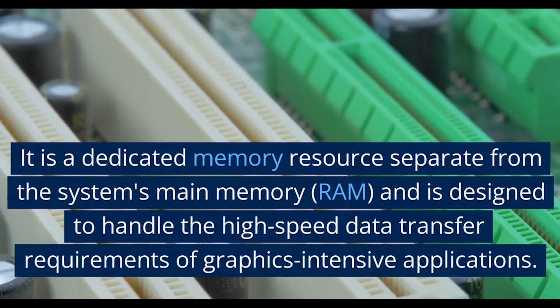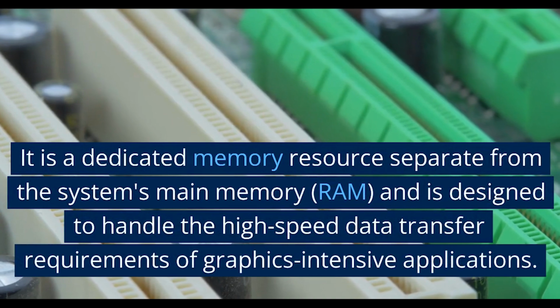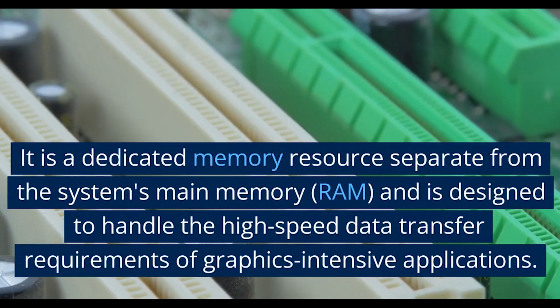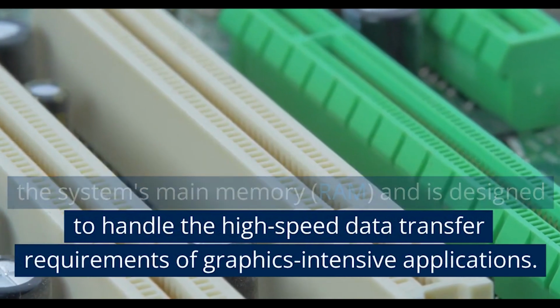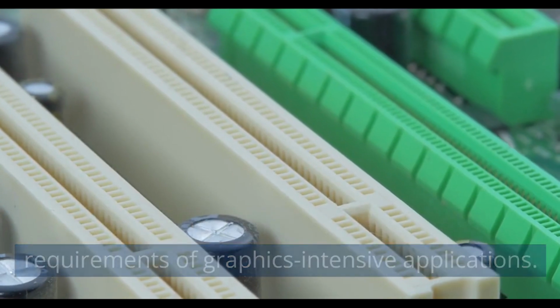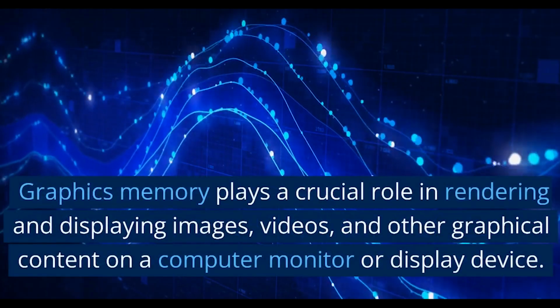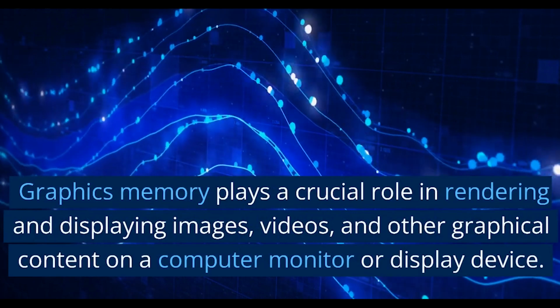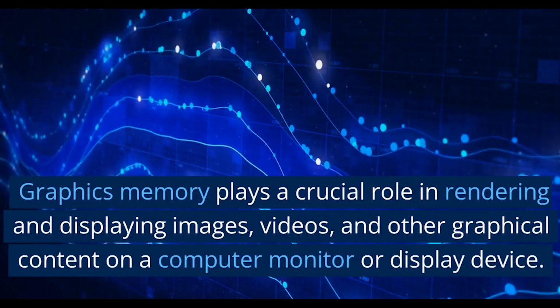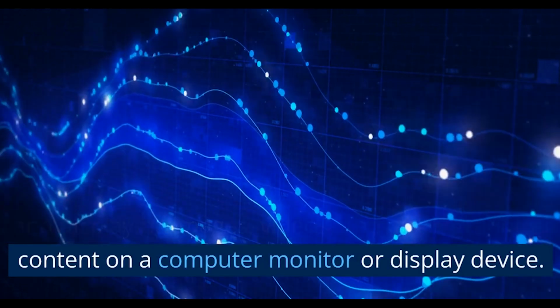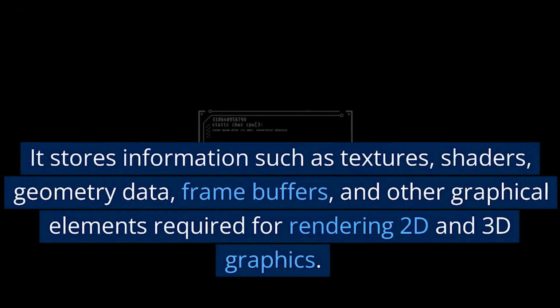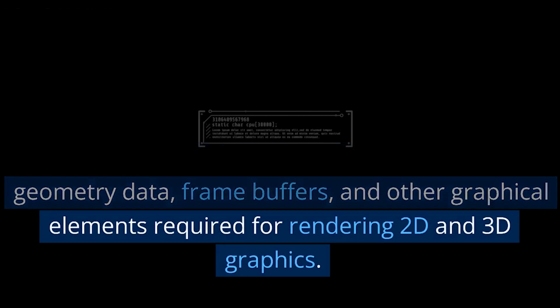It is a dedicated memory resource separate from the system's main memory, RAM, and is designed to handle the high-speed data transfer requirements of graphics-intensive applications. Graphics memory plays a crucial role in rendering and displaying images, videos, and other graphical content on a computer monitor or display device. It stores information such as textures, shaders, geometry data, frame buffers, and other graphical elements required for rendering 2D and 3D graphics.